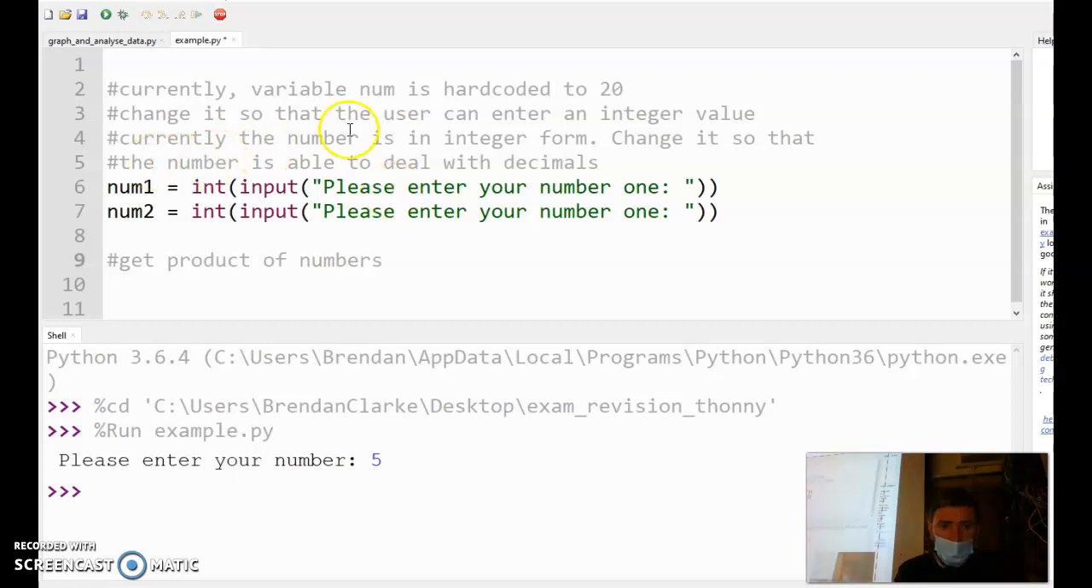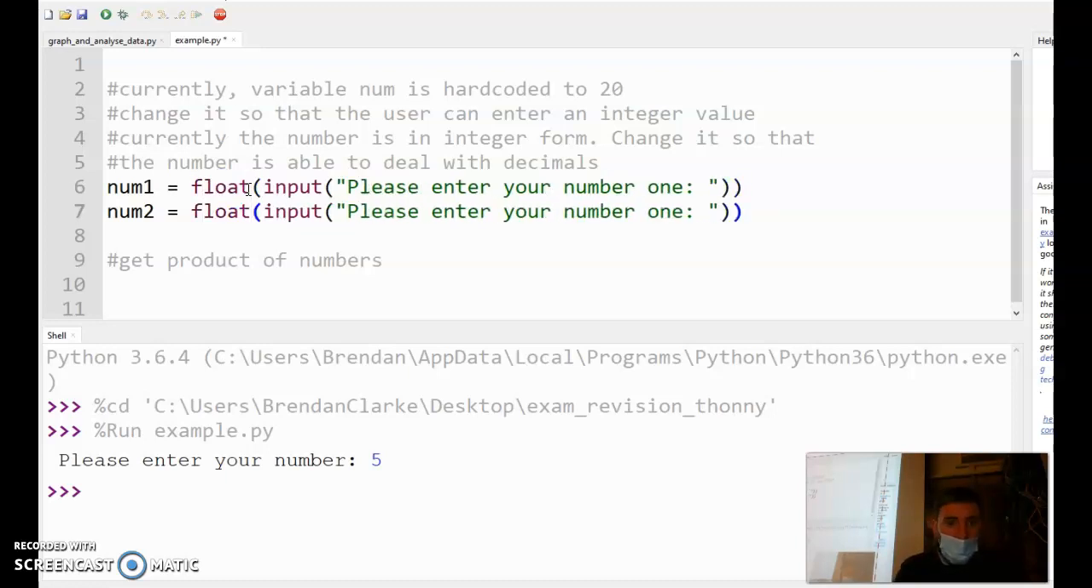So in the last one there, currently the number is in integer form. Change it so that the number is able to deal with decimals. Yes, I've added in a couple of more things here, but I was going on to the next question. I didn't want to take too long. So we're going to go with float.